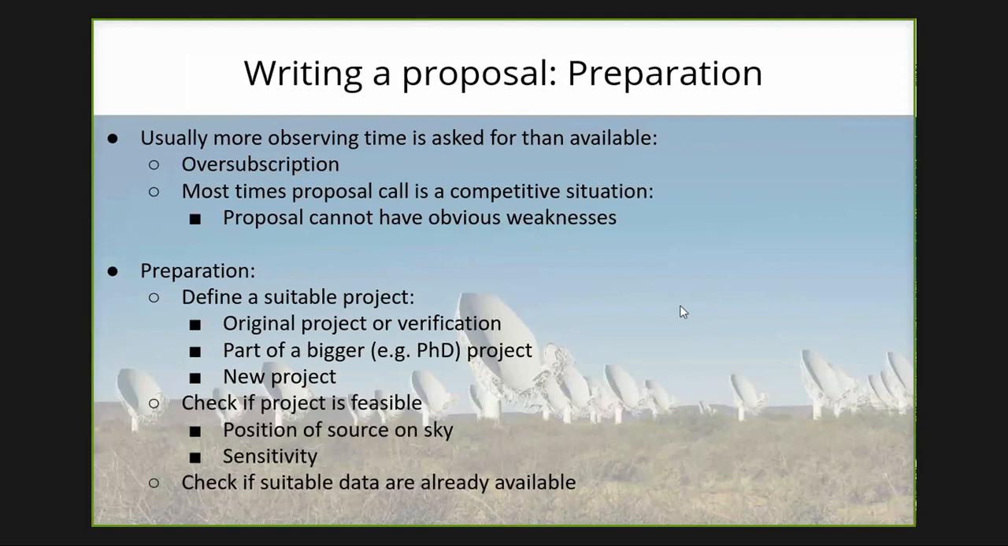So before you write a proposal, you have to prepare. And there is one caution. I mean, usually more observing time is asked for than is available. That is especially the case at very modern facilities. So you get into a situation of oversubscription. And that makes a proposal call a competitive situation, which means that your proposal has to be good. You have to be convincing. You have to convince the program committee to accept your project and to actually conduct your project with the telescope. So you need to be prepared and define a suitable project.